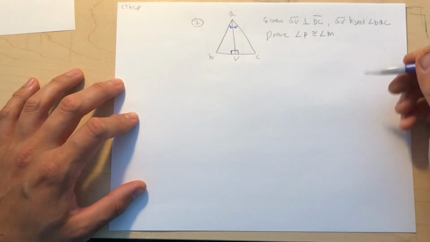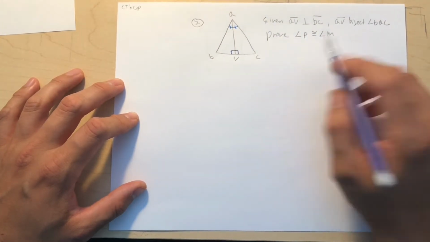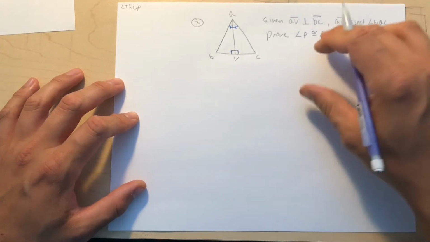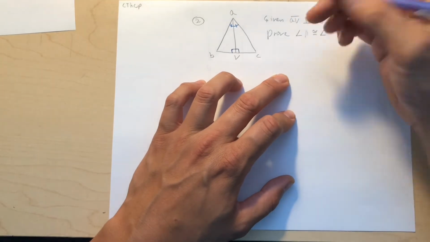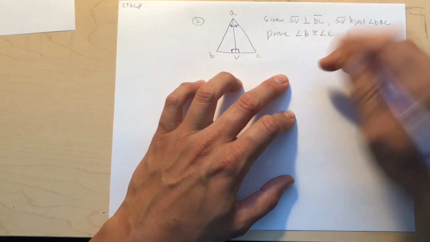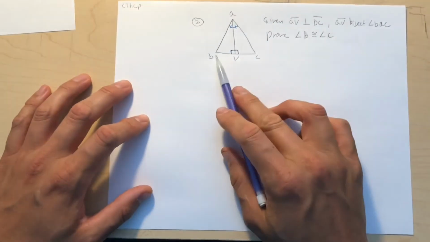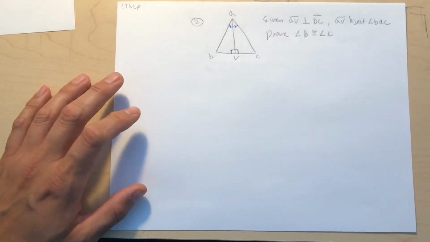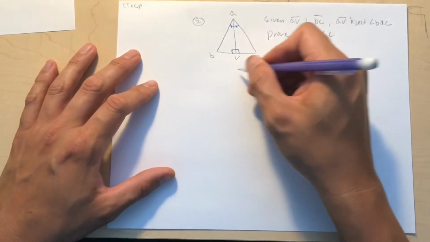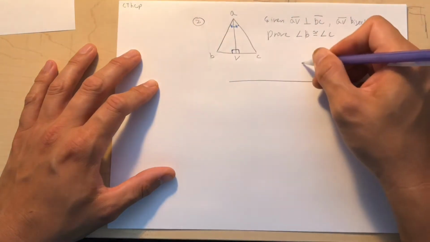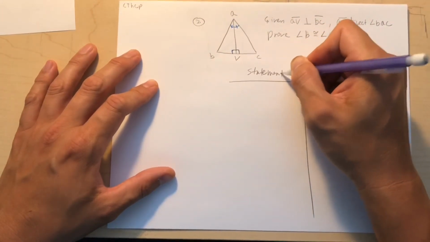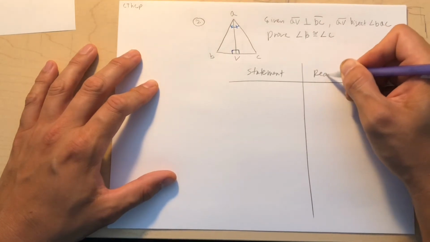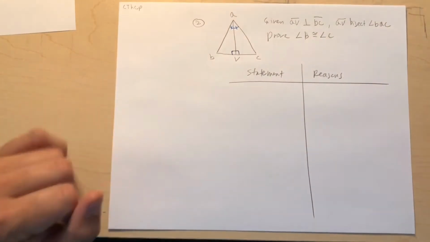Okay, now they want us to prove that angle B is congruent to angle C. There you go. Now we have to prove that those two angles are the same. All right, okay, let's get started. So let's write down the statement, and this is our reasons.